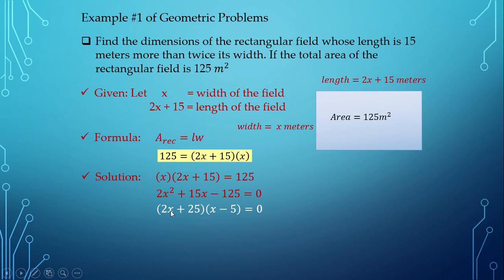Wherein, binomial factors of the equation 2x squared plus 15x minus 125 equal to 0 are 2x plus 25 or x minus 5. To check, 2x times x is 2x squared. 25 minus 5 should be 20, no? So, it cannot be. 25 plus negative 5 is negative 25. So, this is wrong. So, we will again change this one.